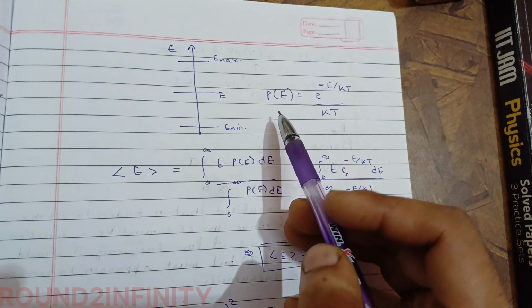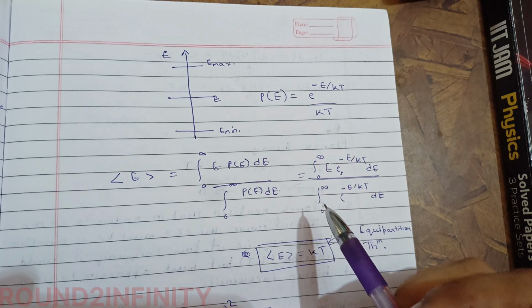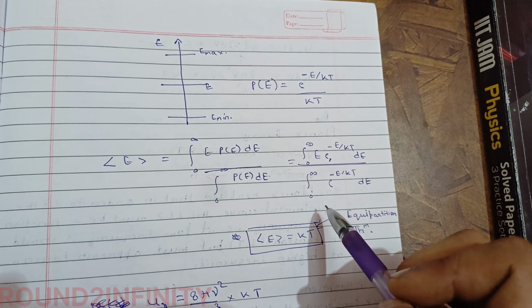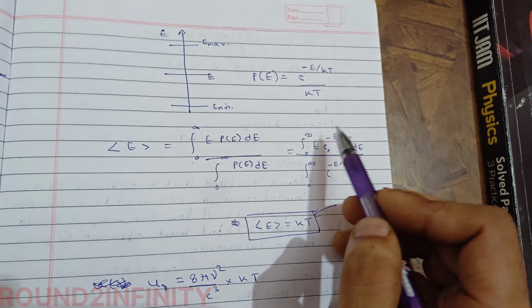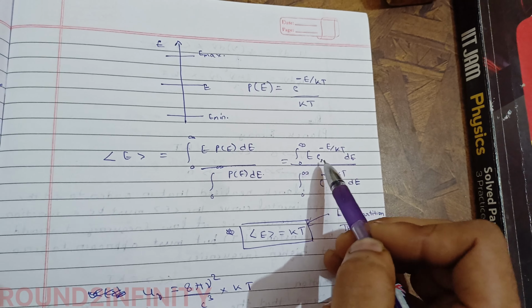Now we will use this P(E) because of the Maxwell-Boltzmann distribution. This will be your term, so you will just substitute here in place of P(E) exponential minus E by kT, and exponential minus E by kT dE. Now after solving this, just use integration by parts here, taking the first function as this and the second function as this.